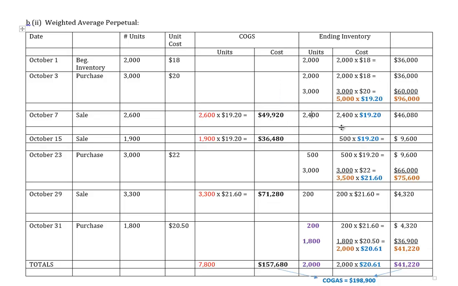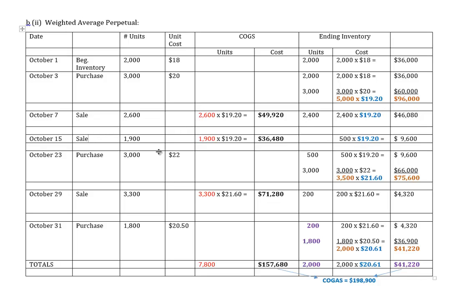So the 2,400 units that are left, because I had 5,000 here, if I sold 2,600, it's not like FIFO. I don't care which ones they are. I'm doing everything on an average cost basis. So here I've got 5,000 less the 2,600 I sold. So I've got 2,400 sitting there at that most recent average cost of $19.20. So my ending inventory is now $46,080.